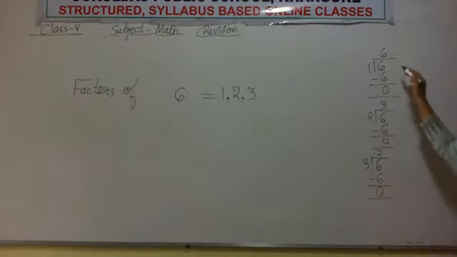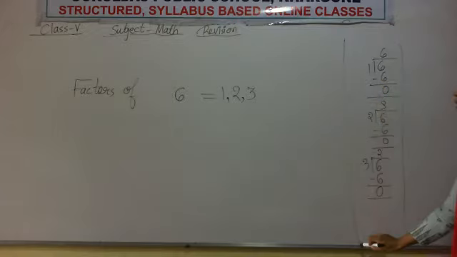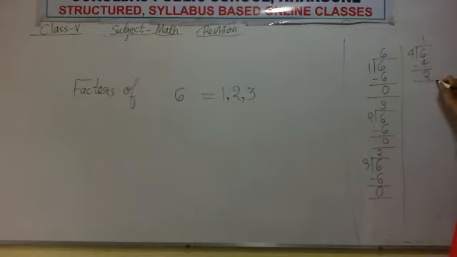Now if I divide, it is rough work, okay. If I divide 6 by 4, 4 ones are 4. Remainder is 2, so 4 is not a factor of 6.